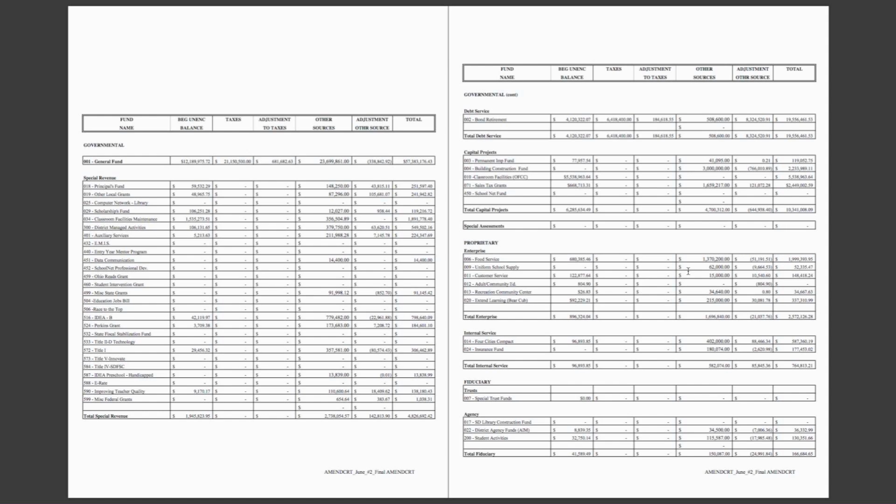Again, adding these two columns together is our total revenue for the year. Since this is the final certificate, this is actual. When we approved this back in September, it was on an estimated amount, and now we're approving actual revenue for the current fiscal year. So that's your Certificate of Revenue. Again, beginning balance plus taxes plus adjustments to taxes plus other sources plus adjustment to other sources, our total revenue or our total available to be spent or appropriated this year.